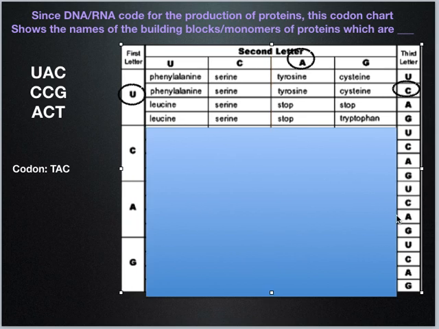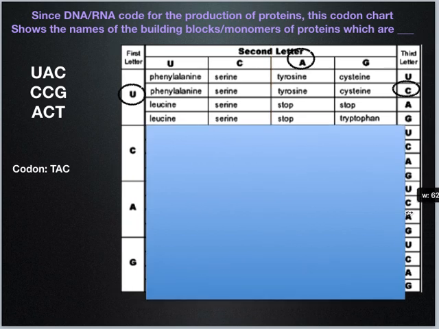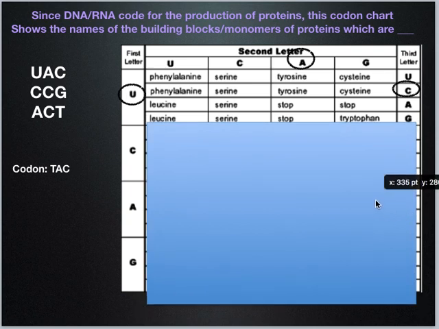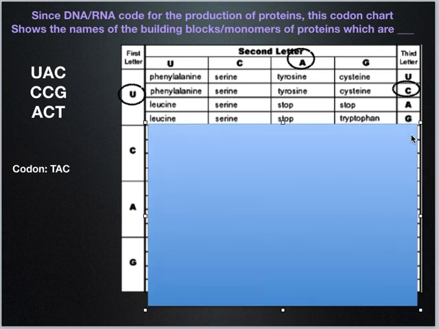So if I move this over, okay, now I have blocked all these other letters over here because the third letter of the codon could be a U, a C, an A, or a G. So the answer to that, UAC, is the codon tyrosine. So that would be your answer.